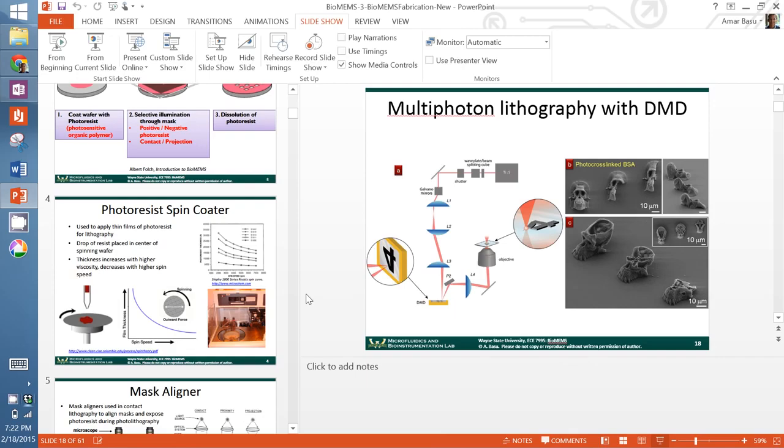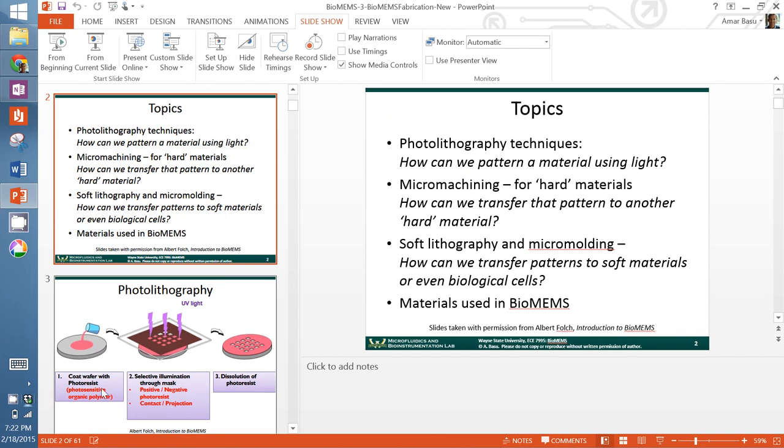Another point I want to make is that you can see the last module was a lot on physics and scaling laws, and this one is completely different. It's on fabrication. So you're going to get a taste for different ideas, different concepts in BioMEMS, because it is a very interdisciplinary field. But I think you'll find it pretty interesting.